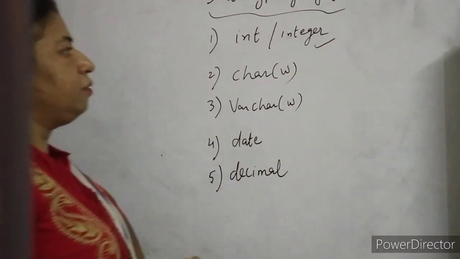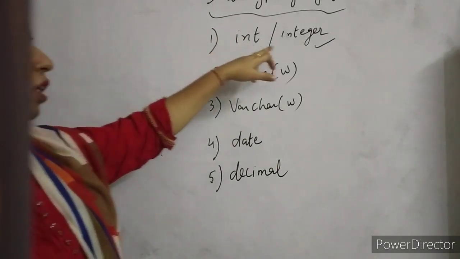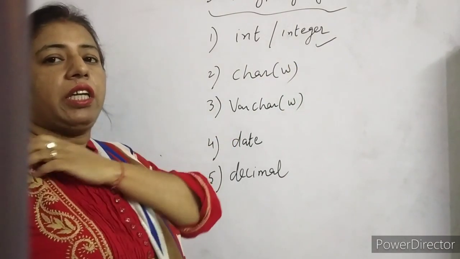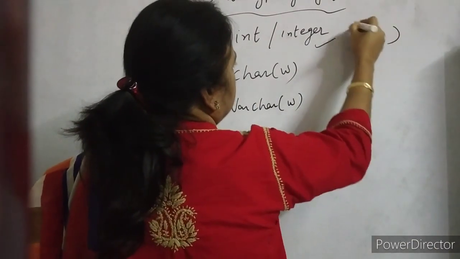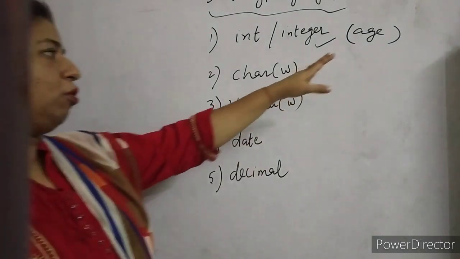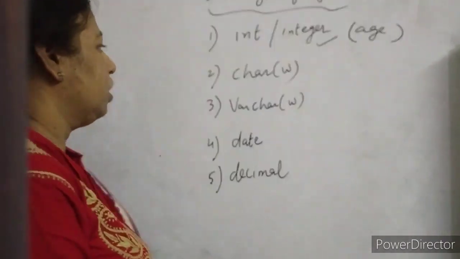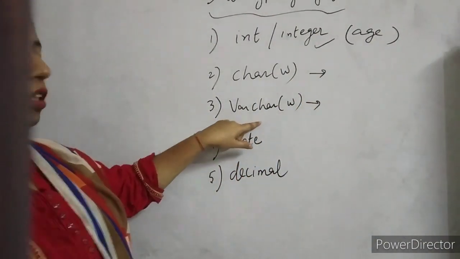Integer is the data type that we use when we want to store the non-fractional data. Like I want to store the age. Age is of integer type because mostly we store the age without decimals. Clear? Char is character, varchar is variable length character.